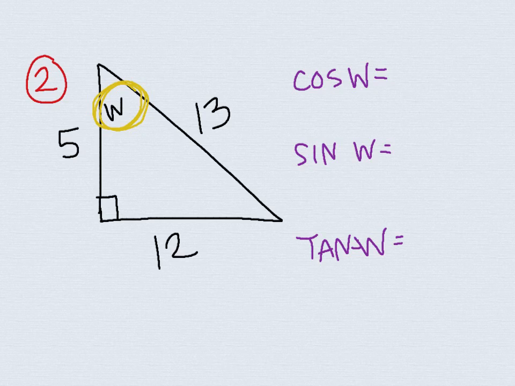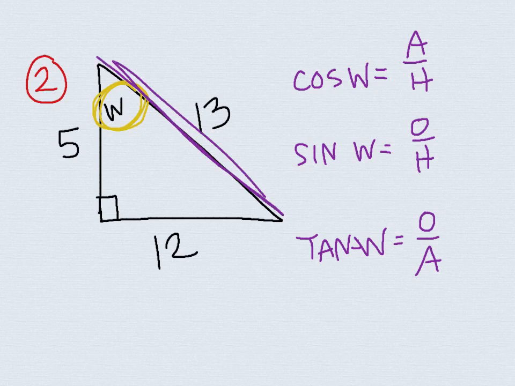So cosine is equal to adjacent over hypotenuse. Sine is equal to opposite over hypotenuse. And the tangent is equal to opposite over adjacent. So in our picture, let's start with the hypotenuse. That's the easiest one. 13. Never going to change. Always going to be the hypotenuse. It's the longest one. So that is H.